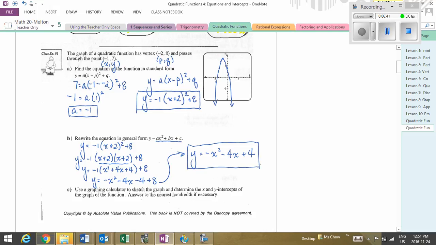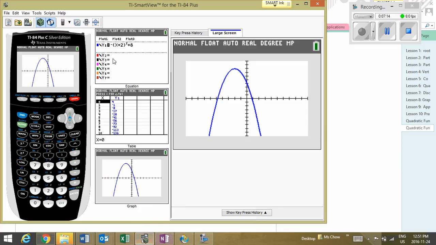So if we are going to draw the graph, then conceivably, because these are equivalent, it's just one is expanded and simplified in that way, the other one is in vertex form. We should be able to enter either of these into our calculator and hopefully come up with the same graph that we have sketched on our own. So let's do that first. I'll start with the vertex form. And so if you enter that in, that is negative of x plus 2 all squared plus 8.